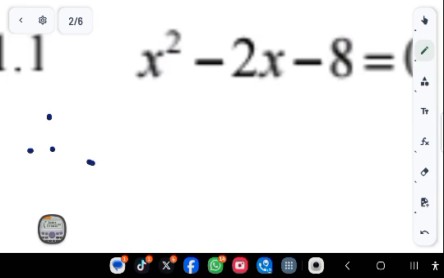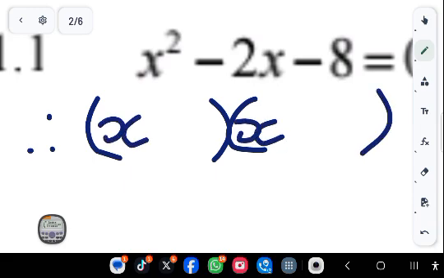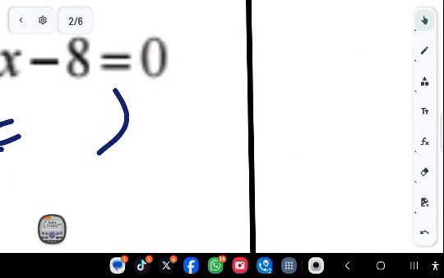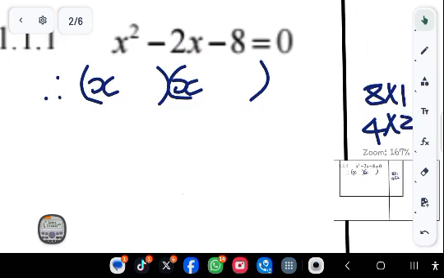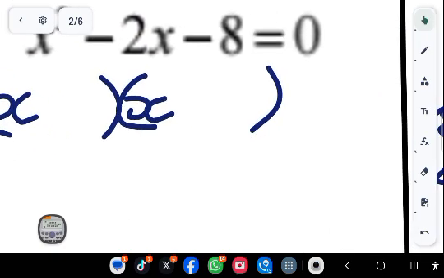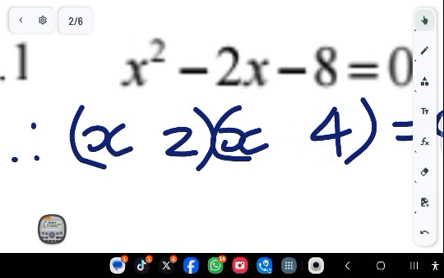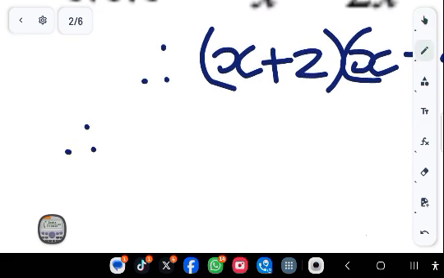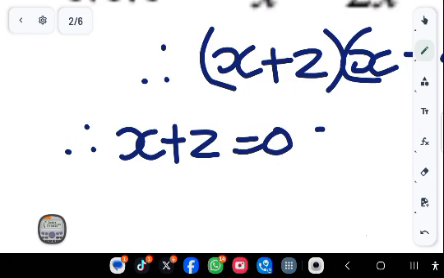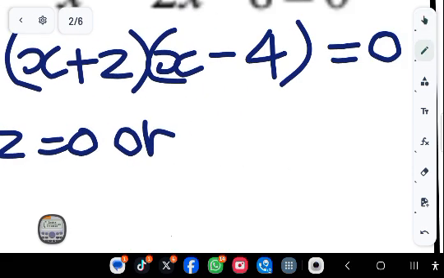Therefore, put 2 pairs of brackets and then x in each bracket, and then let's find the factors of 8. That will be 8 times 1, 4 times 2, and that's it. Now we're looking for the combination that gives us 2, and that is the 4 and 2. To get a negative, we must have minus in front of the bigger number and a plus in front of the smaller number, and that will give us negative 2 in the middle. So x plus 2, then x minus 4 equals 0.